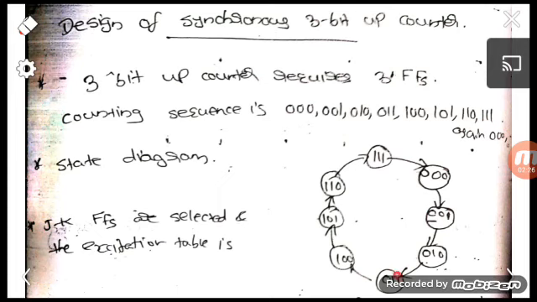And this is the state diagram. We start from 000 and 001. The next ones are 010, 011, 100, 101, 110, 111, and again it will repeat from 000, 001, like that.